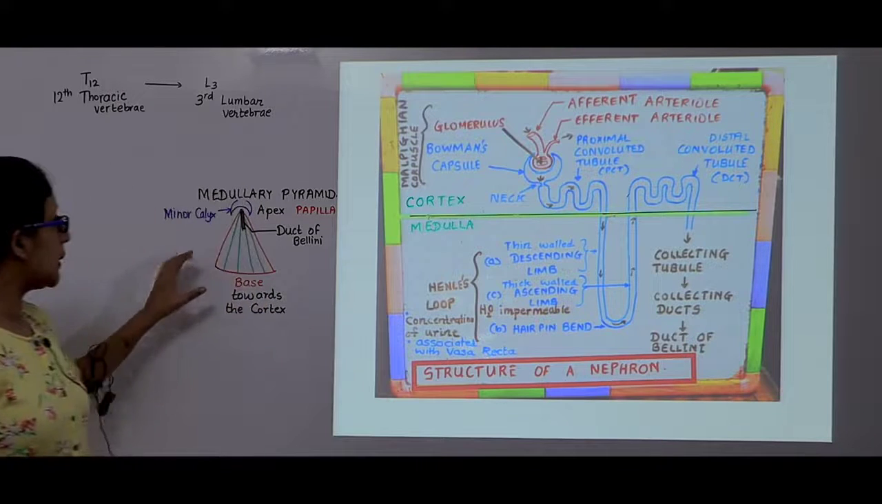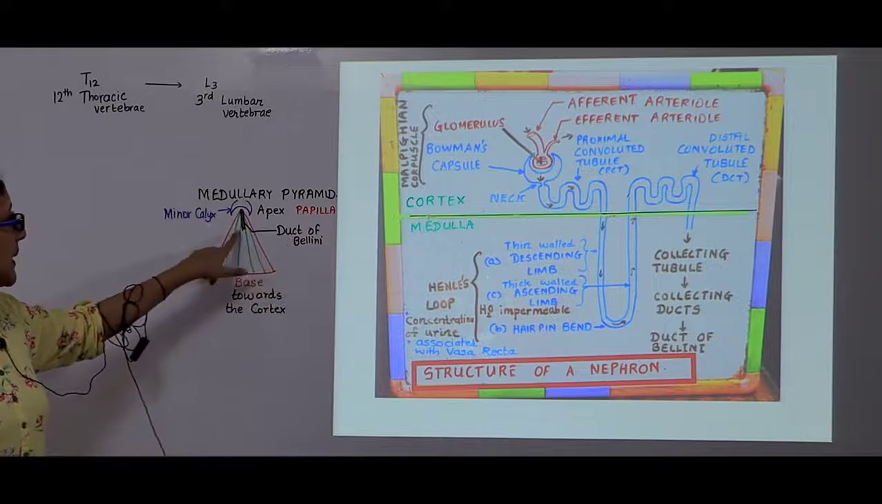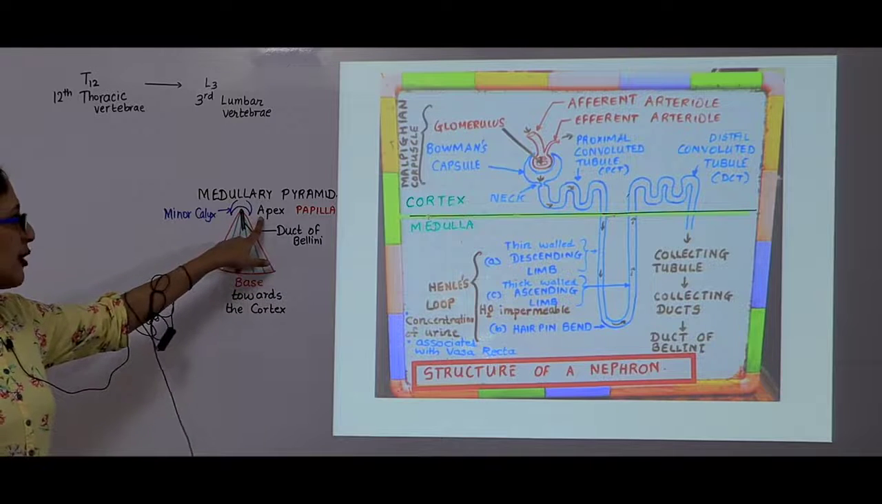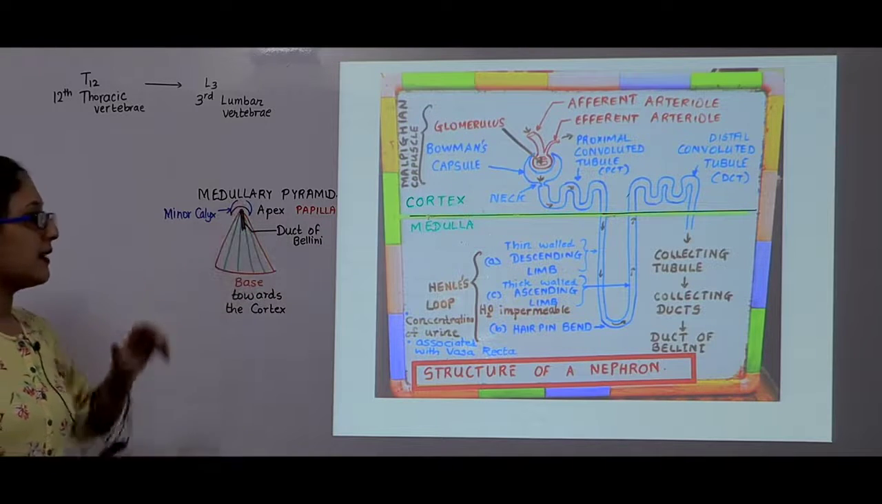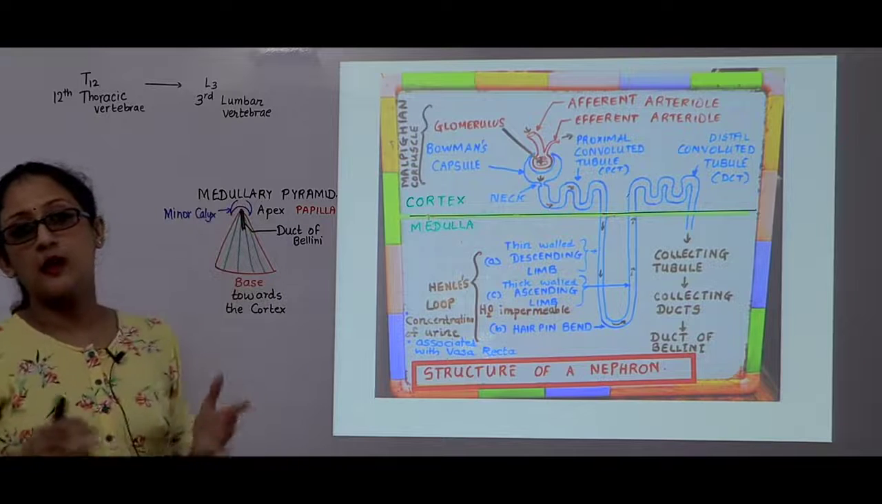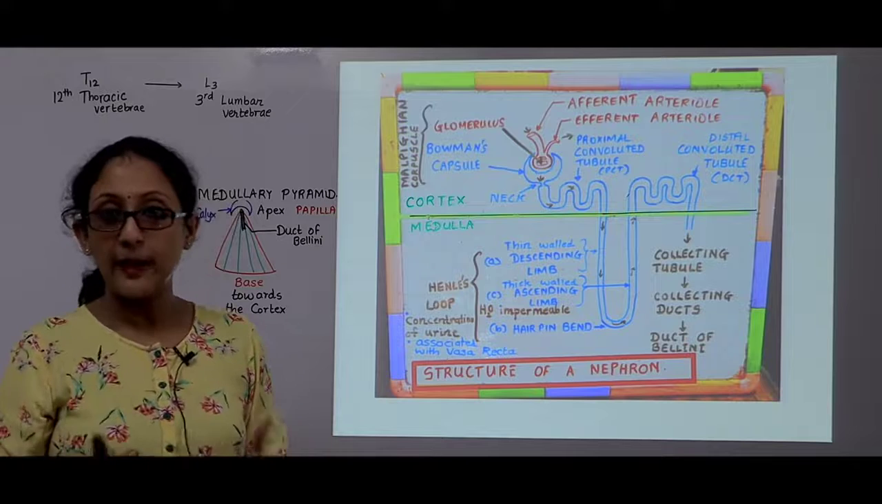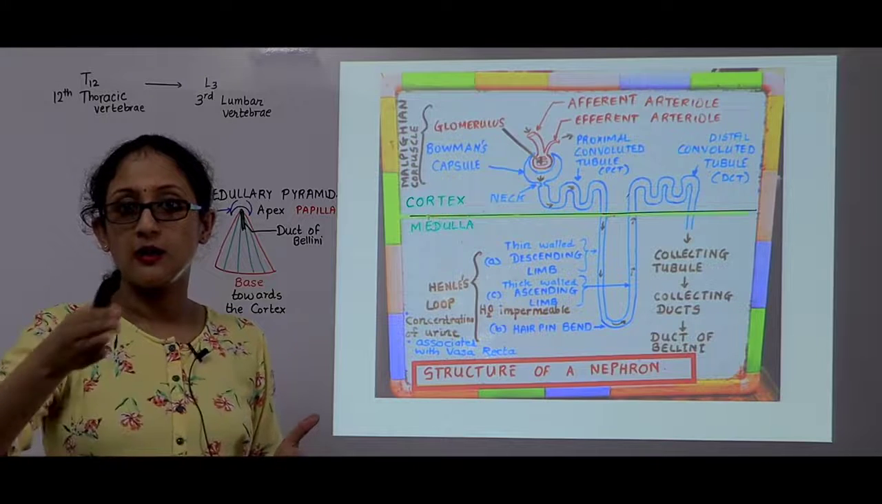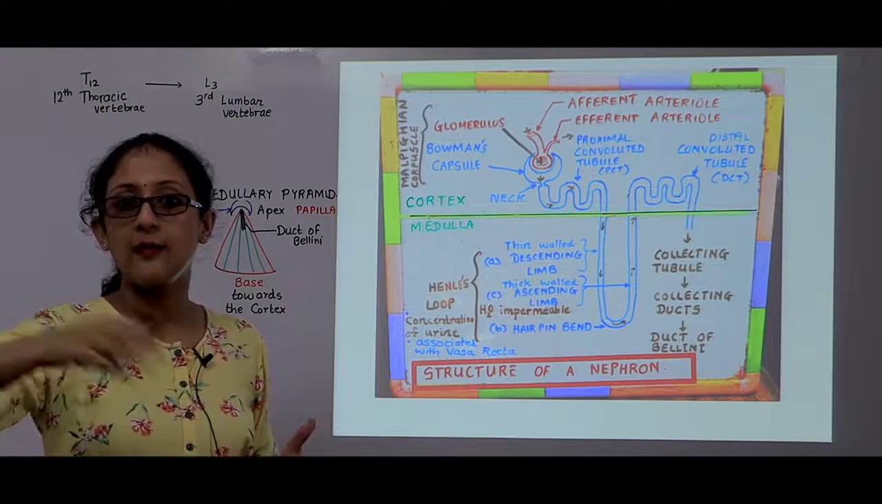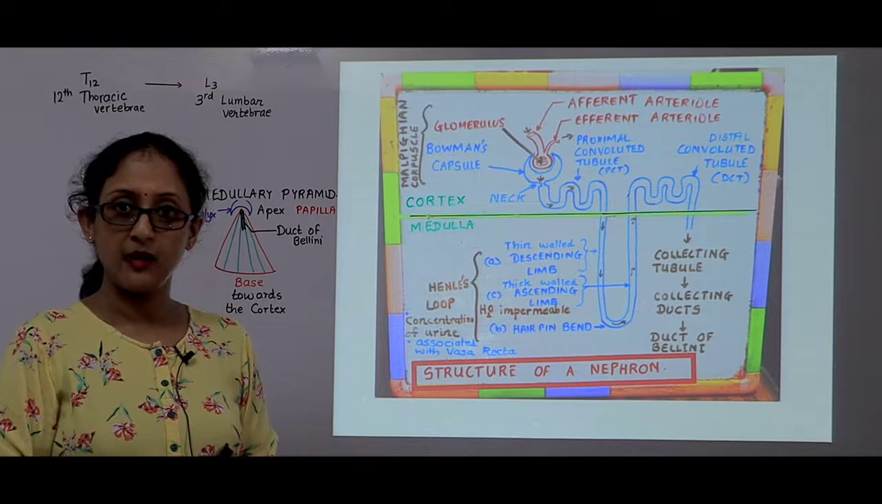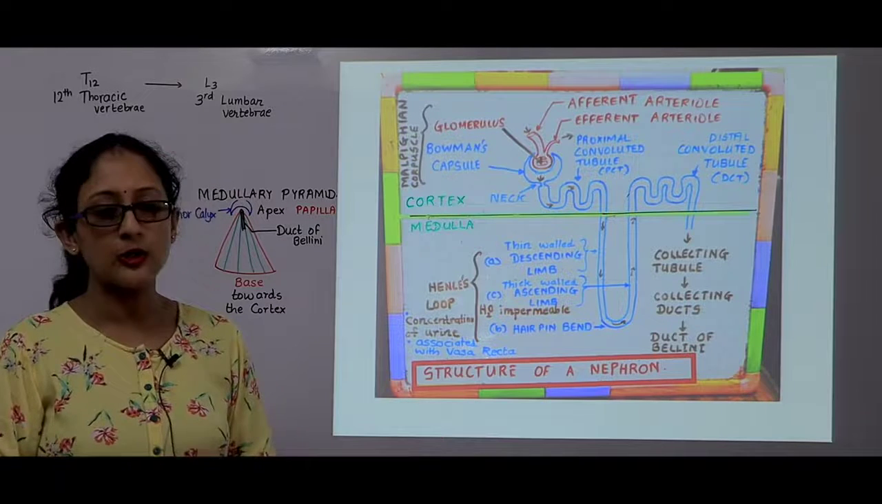And here I told you the duct of Bellini ultimately opens at the apex of each pyramid. From there the urine will go into the minor calyx, the major calyx, pelvis, ureter, urinary bladder, urethra, and out of the body. Let us discuss the blood vessels also.